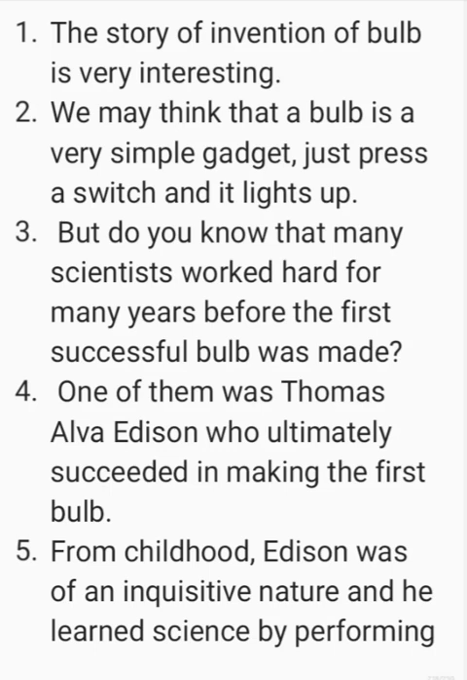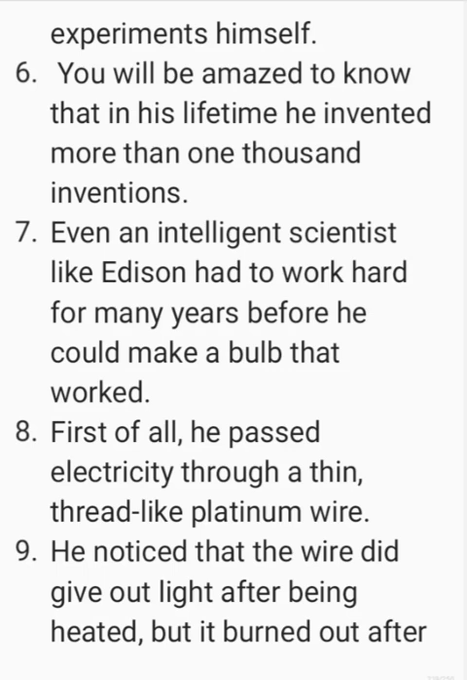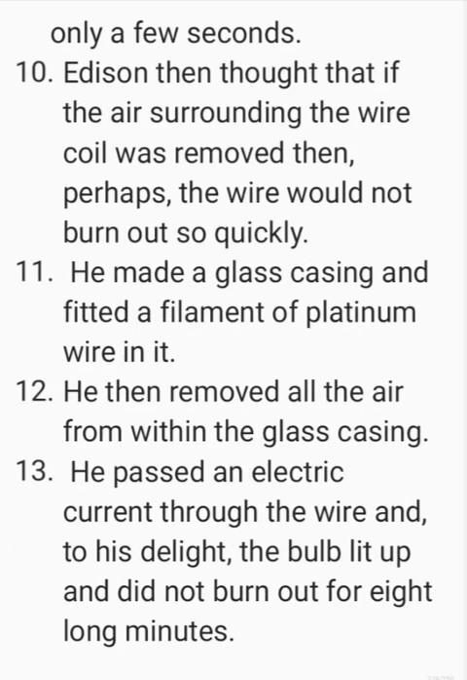From childhood, Edison was of an inquisitive nature and he learned science by performing experiments himself. You will be amazed to know that in his lifetime he invented more than 1,000 inventions. Even an intelligent scientist like Edison had to work hard for many years before he could make a bulb that worked. First of all, he passed electricity through a thin, thread-like platinum wire. He noticed that the wire did give out light after being heated, but it burned out after only a few seconds.